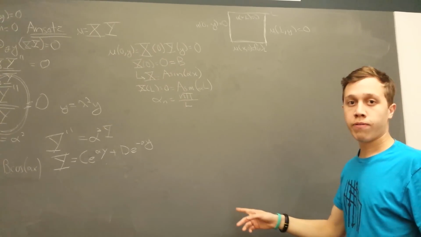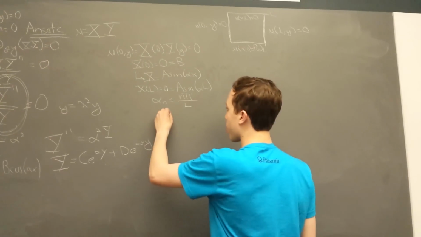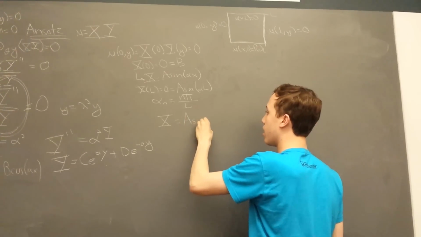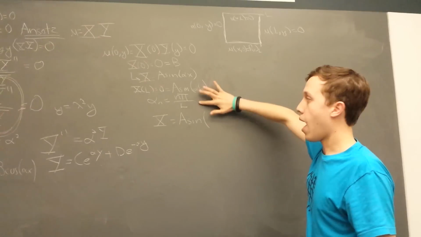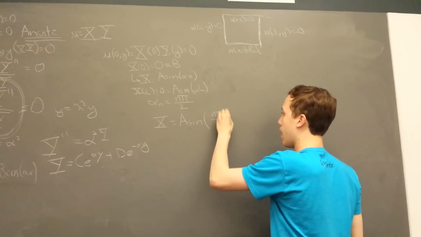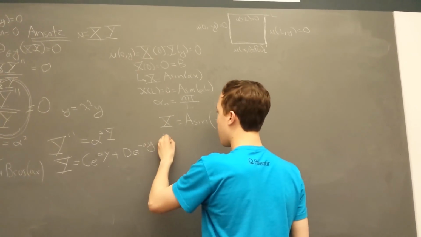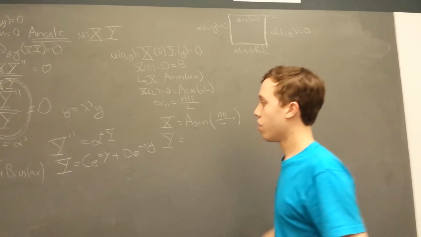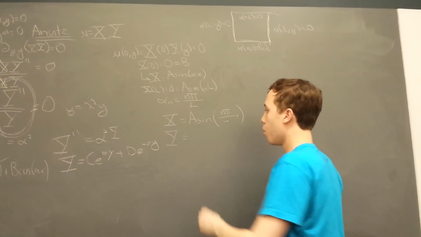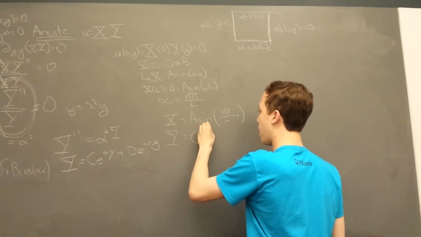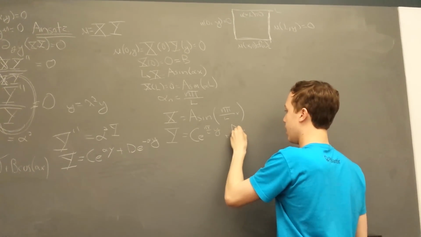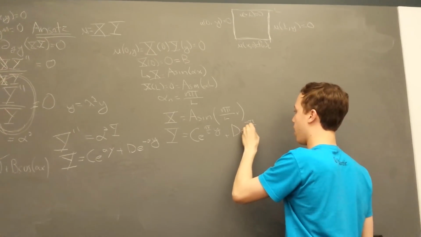So we can now plug in that alpha for the big X and big Y that we generated earlier. Let's do that here. Big X is equal to A sine of alpha x, but alpha equals n pi over L. So this is just A sine of n pi over L x. Big Y is equal to c e to the alpha y plus d e to the negative alpha y. Let's plug in n pi over L for alpha. We get c e to the n pi over L y plus d e to the negative n pi over L y.